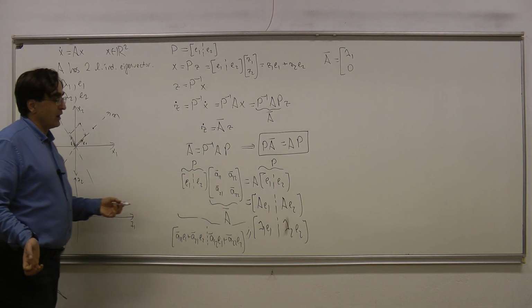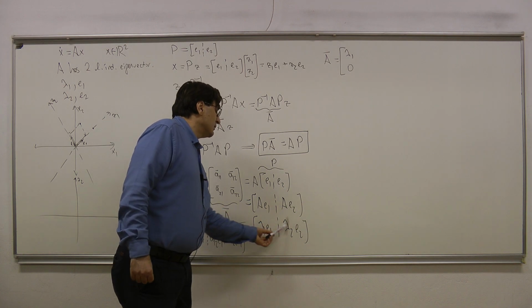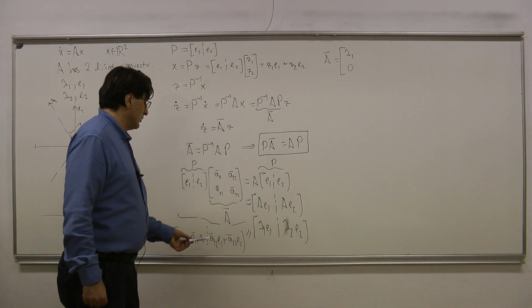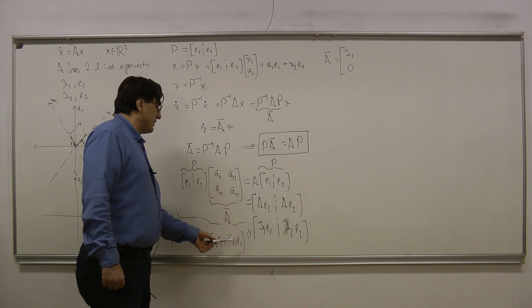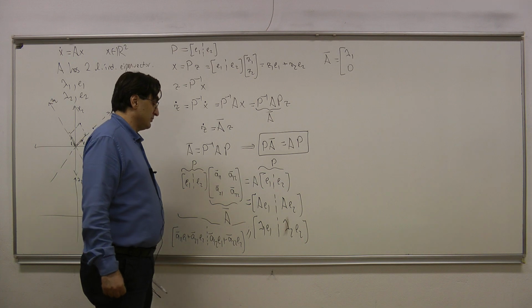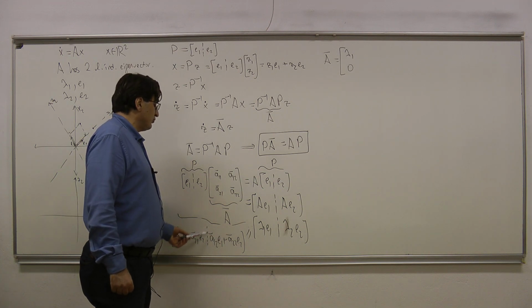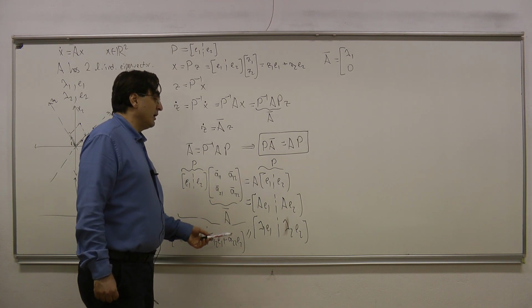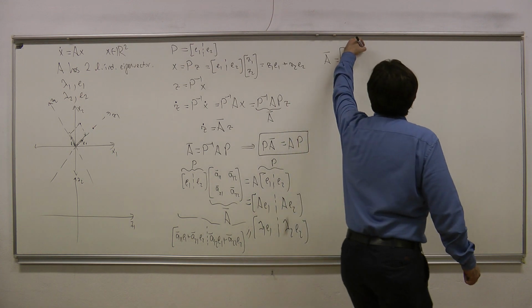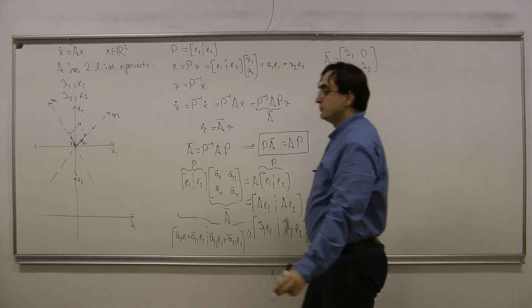What about the second column? I will do the same thing. I need the second column to be lambda 2 times E2. So I need to choose the second column of A bar such that this summation is lambda 2 times E2. But that is possible only if I choose A12 bar as 0 and A22 bar as lambda 2. So the second column of A bar would be this.